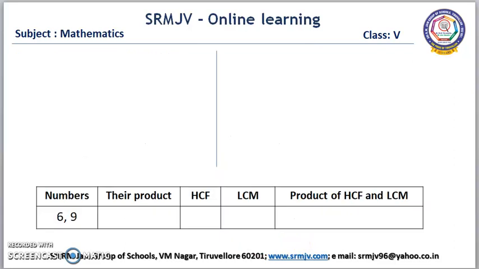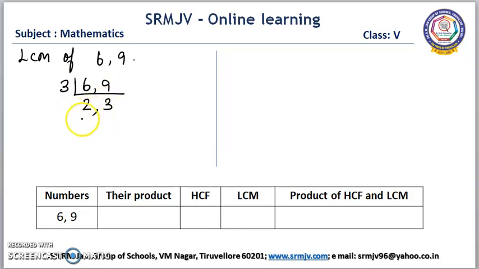Now we have to find the LCM of 6 and 9. For this also we are going to use L division. 6 and 9. We have to identify the prime number which divides both 6 and 9. That is 3. So 6 divided by 3, that is 2. 9 divided by 3, that is 3. Here 2 and 3 are prime numbers, so we have to stop here.